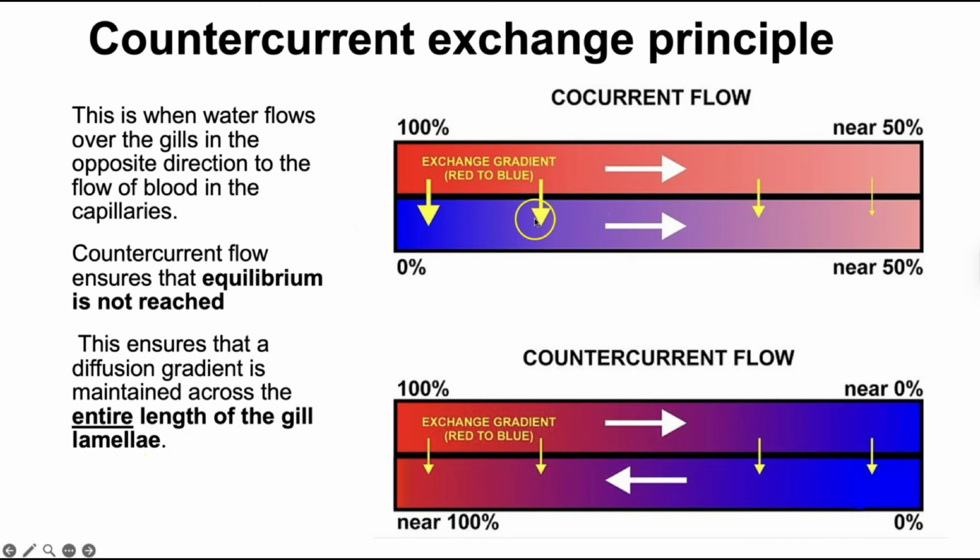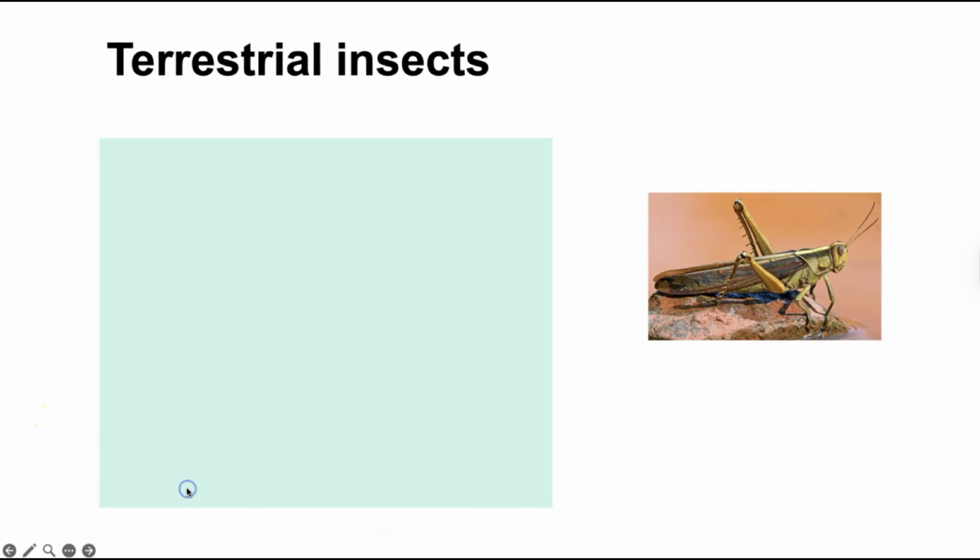Because if it was concurrent flow, that should be con, not co, that would mean that the blood and water flow in the same direction, and by the time you're about halfway or 3/4 of the way across the lamellae, you would reach equilibrium, so there'd be no gas exchange or diffusion in the end section. And that's why the key mark is across the entire length of the gill lamellae.